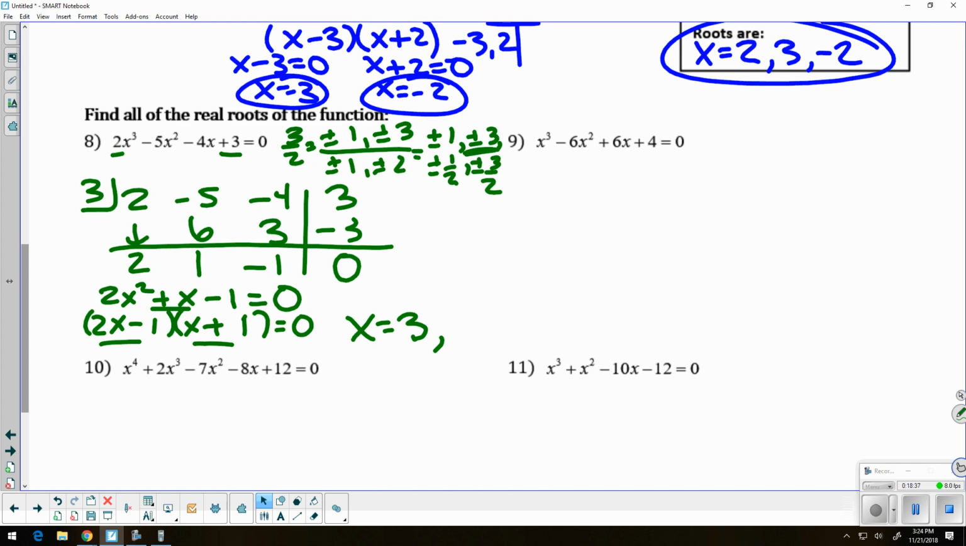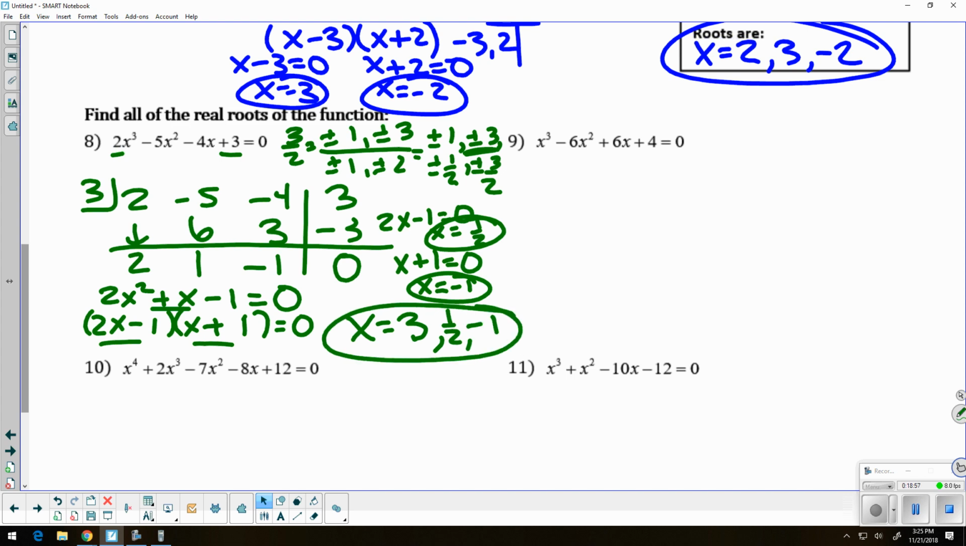Now solving, set 2x minus 1 equal to 0, set x plus 1 equal to 0, and solve for your last remaining answers. If you add 1 and divide by 2, you have 1/2, and then subtracting 1, you get negative 1. So to complete my list, we found 3 from the calculator. Now we also know positive 1/2 and negative 1 are also solutions.